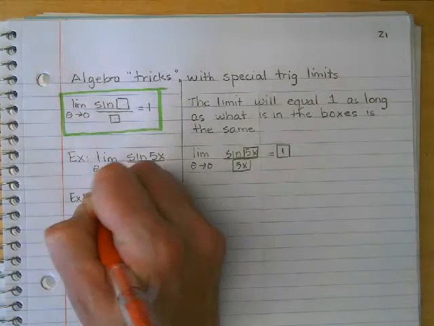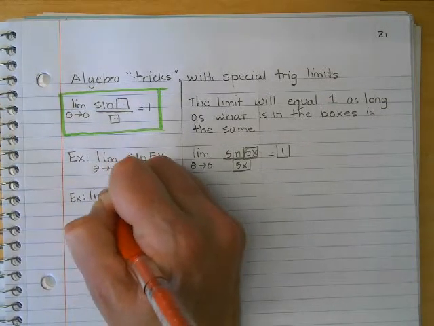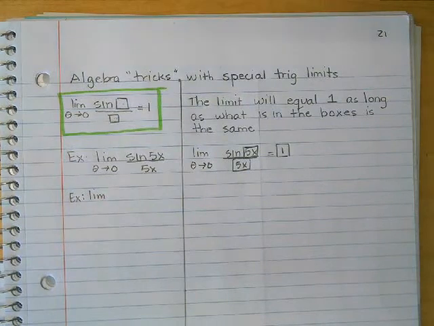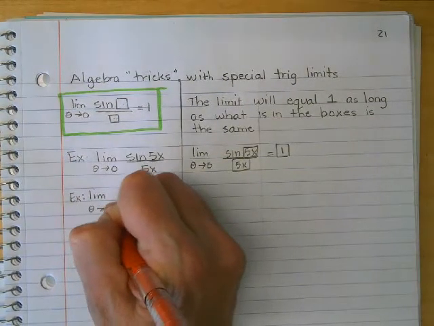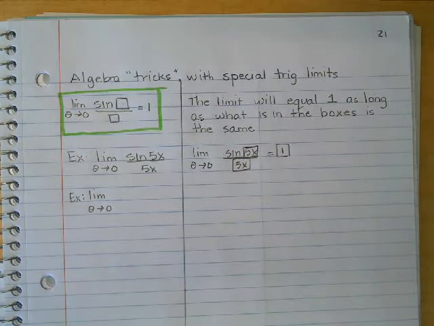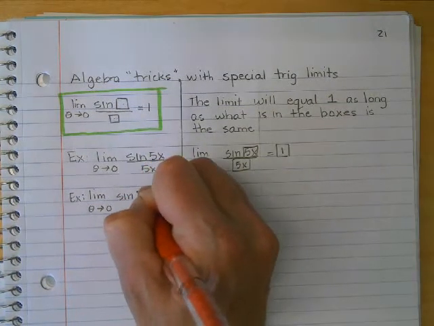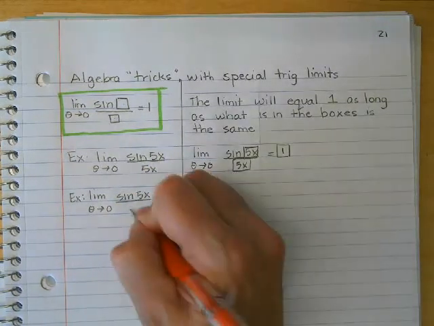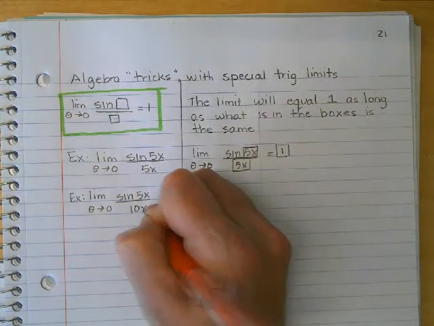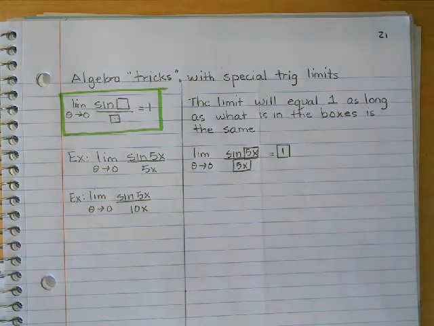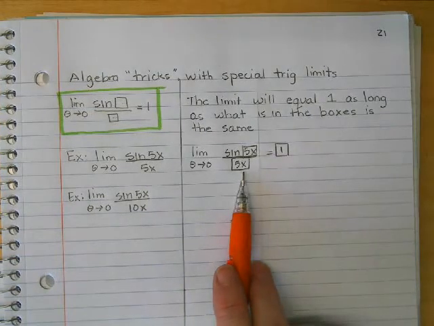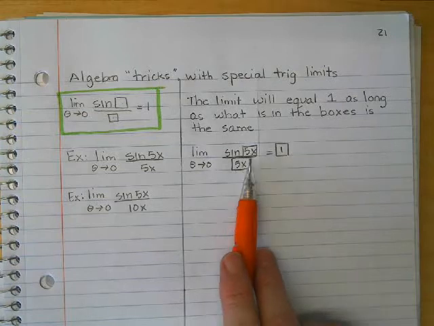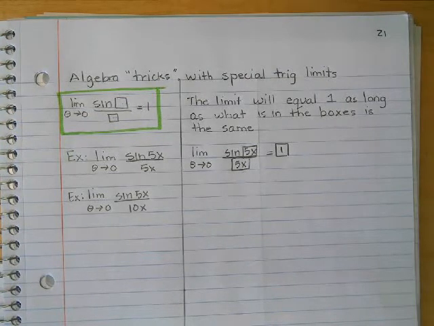Okay, well, we've got to bump it up a little bit, right? So let's look at the limit as theta approaches 0 of the sine of 5x over 10x. I want it to look like the previous one, so I can say that these are going to cancel out.